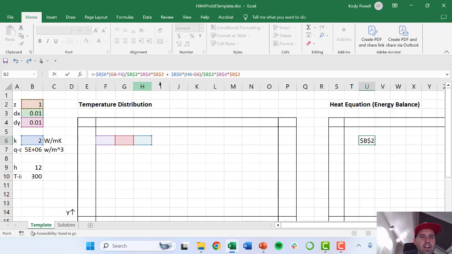Okay, so now I have this first term is my x in term, here's my x out term. Again, I'm going to put a couple of spaces, and now here's my y in term. So I have minus k multiplied by now my y temperature difference, which is going to be our jth cell minus the j minus 1 cell divided by delta y now, multiplied by my cross-sectional area.